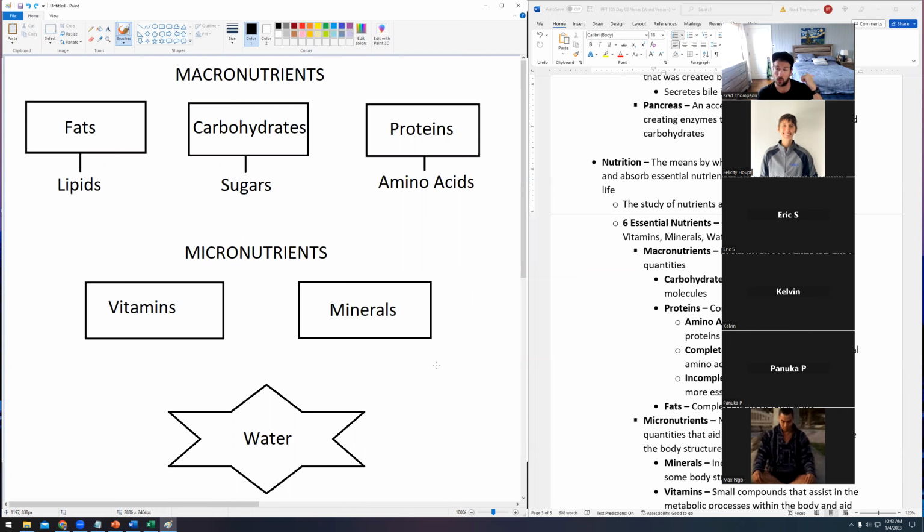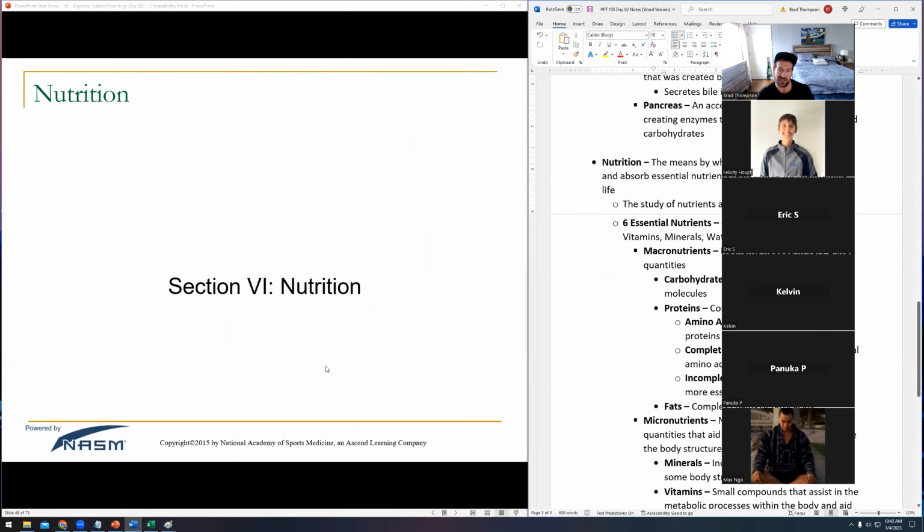Vitamins get sucked in with the water, minerals get sucked in with the water, water gets sucked in with the water, until eventually there's no water left, and it's a big solid mass, and it gets out of the body. And that is how we get nutrients from outside of us to the inside of us.